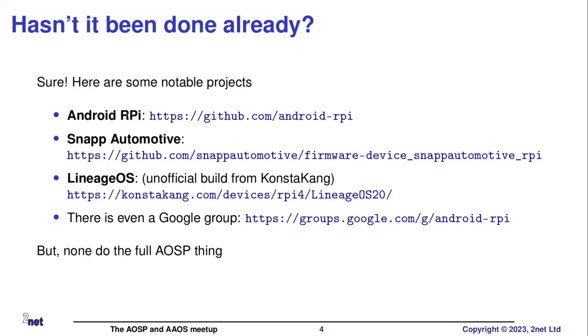Snap Automotive, as we've just been talking to Al Sutton from Snap, they have essentially a fork of Android RPi, which has an automotive build. There's also the stuff being done by Konsta Kang. He maintains an unofficial LineageOS build, and the latest for Android 13 is that link there. And yes, there's even a Google group for discussing Android on Raspberry Pi. However, wonderful as all these things are, they don't do the full AOSP thing. I'll explain what I mean by that in a moment or two.